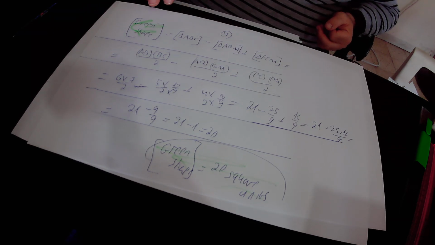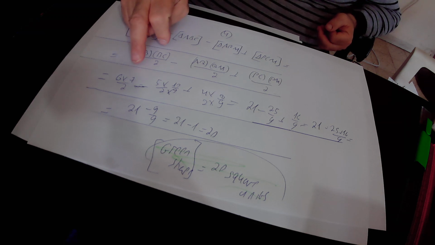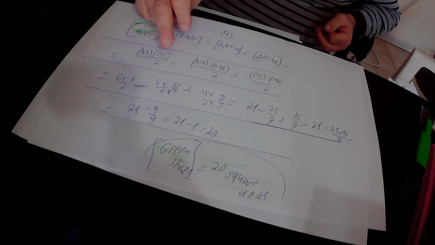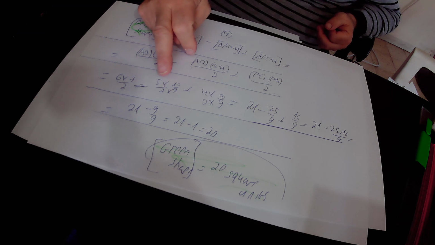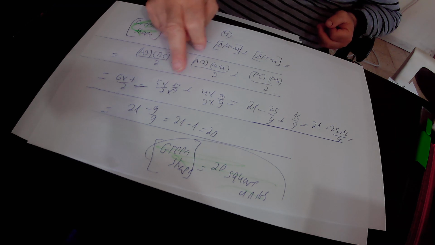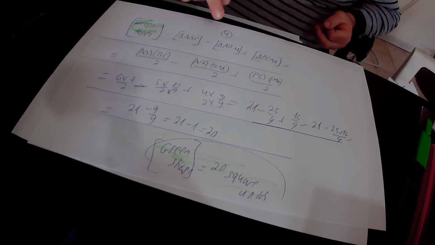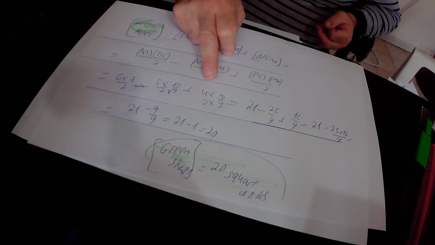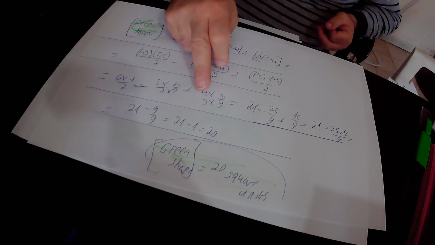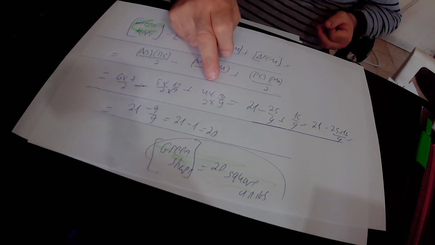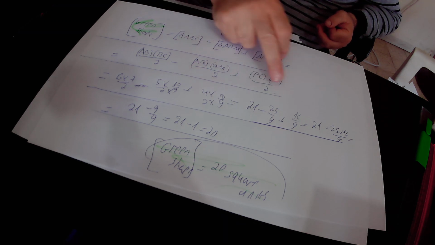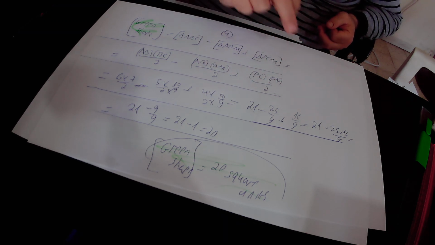So the area of the green shape in total equals 6 times 7 is 42, and 42 over 2 is 21. And here we have 10 over 2 is 5, and 5 times 5 is 25. Here 8 over 2 is 4, and 4 times 4 is 16.